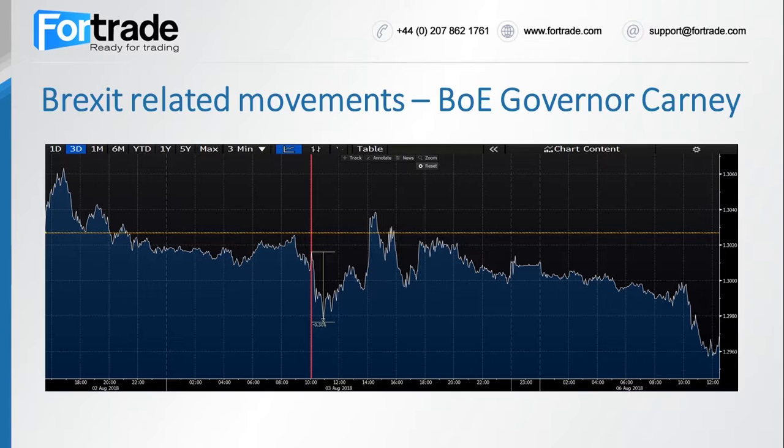In an interview on the BBC on August 3, 2018, Carney stated that there was an uncomfortably high chance that Britain would leave the EU without a deal. He said that the Bank of England ran an economic simulation in the event of a no-deal Brexit, which suggested that the UK would fall into recession while unemployment would rise. As you can see here, the pound traded lower against the dollar by 0.2%.